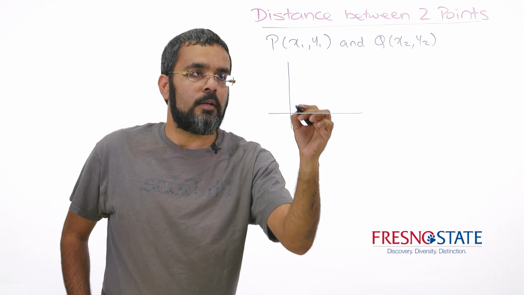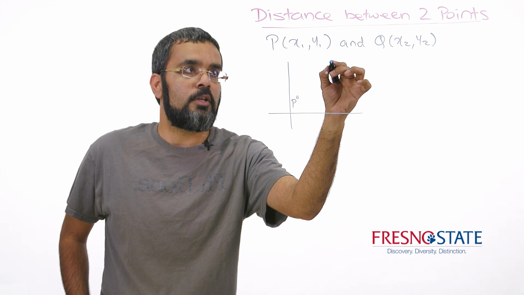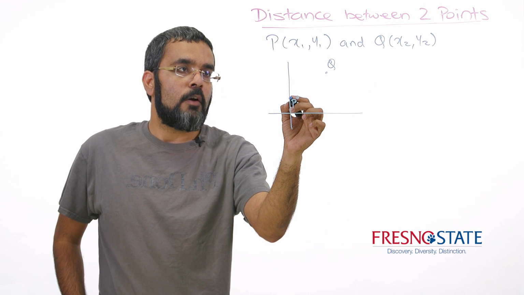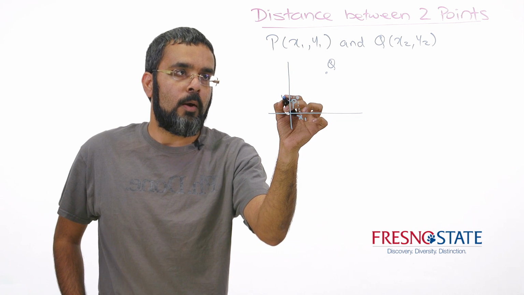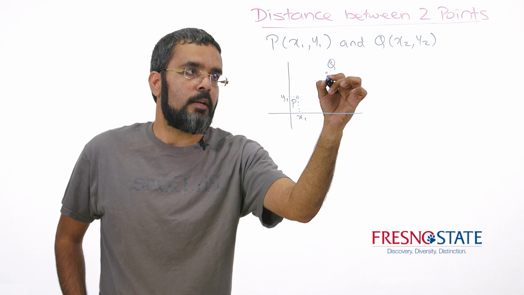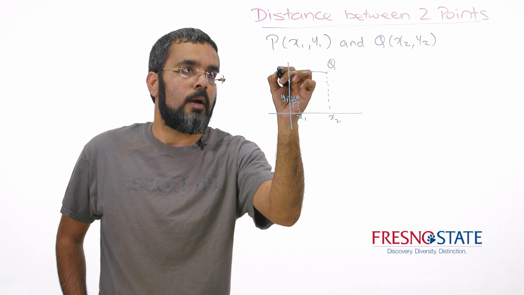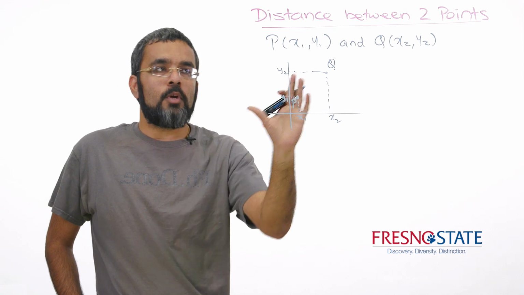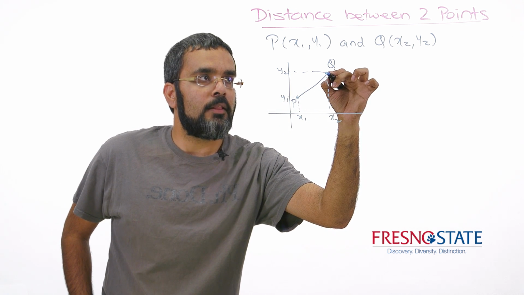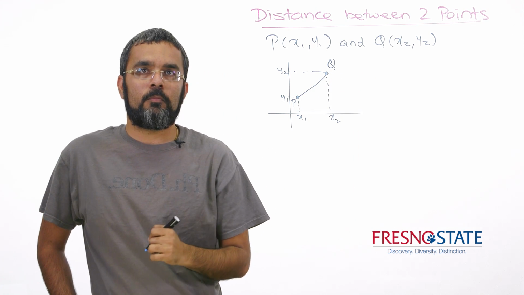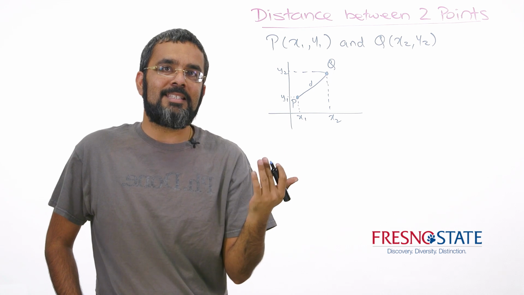If I plot these 2 points, let's say this is my point P, and say this is my point Q. So obviously we know that this point has coordinates x1, y1, and this point has coordinates x2 and y2. I'm trying to find the distance between these 2 points, which is the same thing as asking what is the length of this segment PQ. We don't know what the length is. Let's call this D. So what is this D?